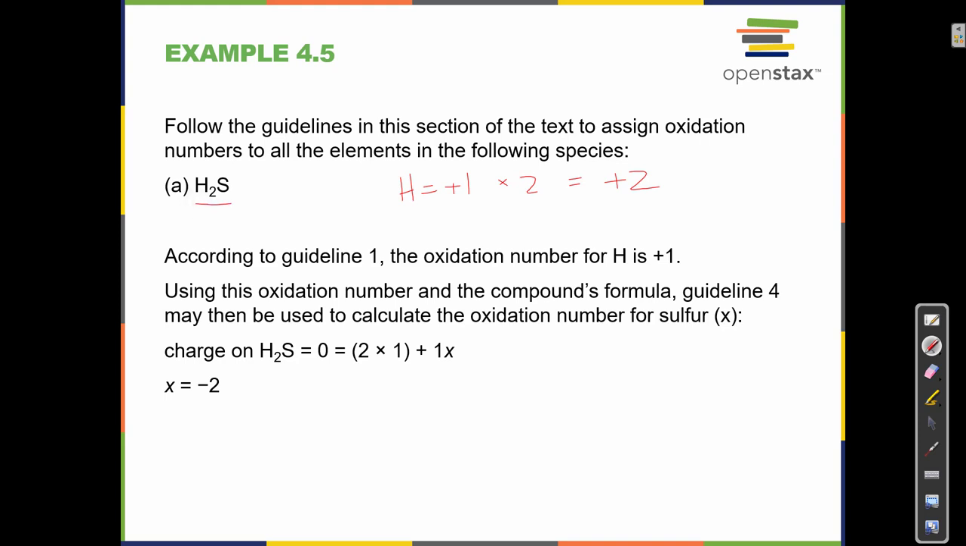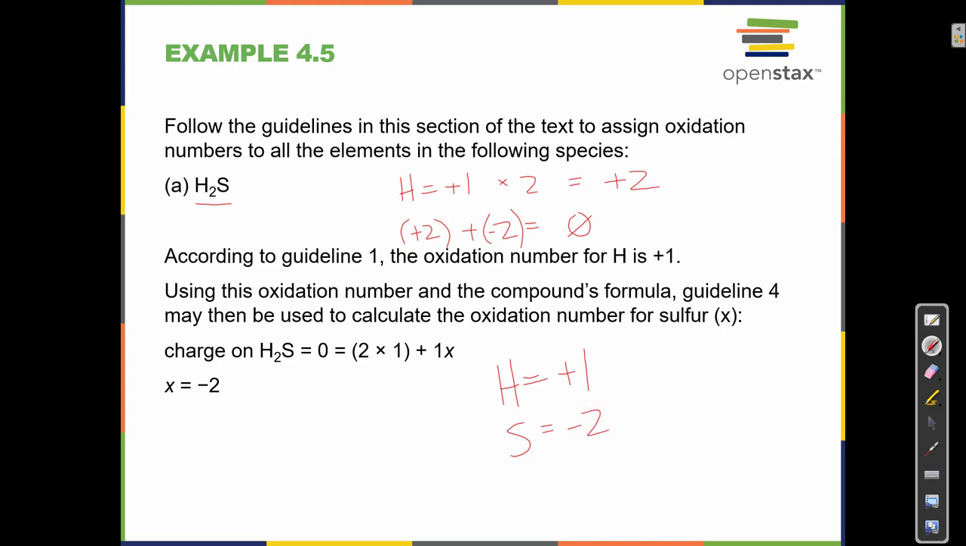Now notice that in this compound there is no charge, and if there's no charge written up here, then we can assume that it's neutral. So if it's neutral, then that means that my oxidation numbers have to add up to 0. So if H equals plus 2, and I know that H plus S equals 0, because the numbers have to add up to 0, because there's no charge, well, H is plus 2, and what's S if it equals 0? Minus 2. So then I would say that H equals plus 1, S equals minus 2.